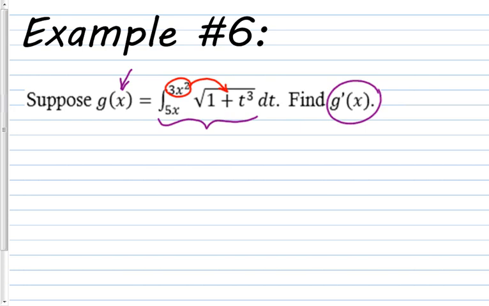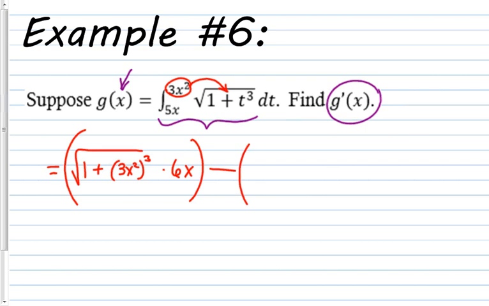Okay, so the square root of 1 plus 3x squared cubed times the derivative of that, which is 6x, minus, and so now I'm plugging in the 5x. So now I'm doing this. The square root of 1 plus 5x cubed times the derivative of that, which is 5. And I'm perfectly good with this. We don't have to simplify, not today.